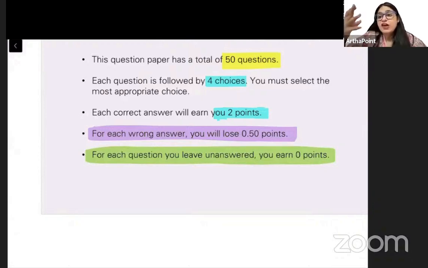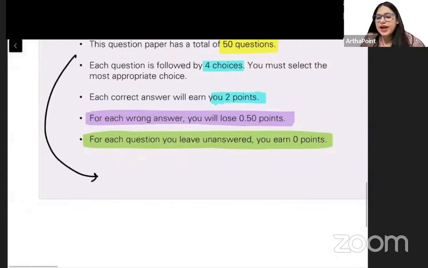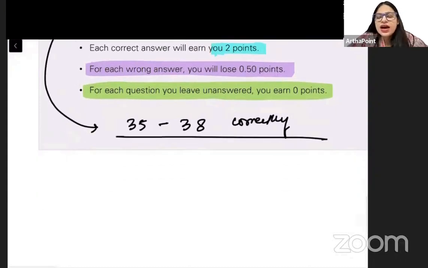So what is a safe score? According to me, you need to make sure that you do at least 35 to 38 questions correctly, right? That is a good start. 35 to 38 questions correct is a good way to get an admission at IIT Kanpur.